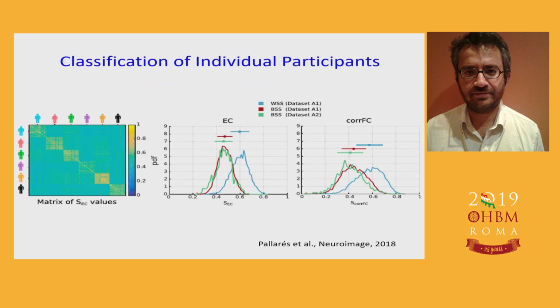And Payares et al. have shown recently that this method can be used to calculate effective connectivity of individual resting state scans of individual subjects, and it can be used to classify individual scans of individual participants. As you can see in the middle panel here, the within subject similarity histogram is quite well separated from the between subject similarity histogram for the EC, but not so well for the functional connectivity.